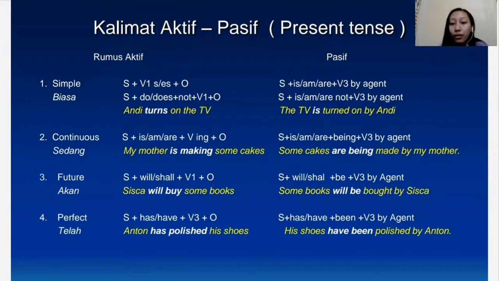Second, continuous. We can use subject plus to be plus being plus verb 3 plus by agent. Example, my mother is making some cakes. It will be some cakes are being made by my mother. Third, future. We can use subject plus will or shall plus be plus verb 3 plus by agent. Siska will buy some books. Change to some books will be bought by Siska.